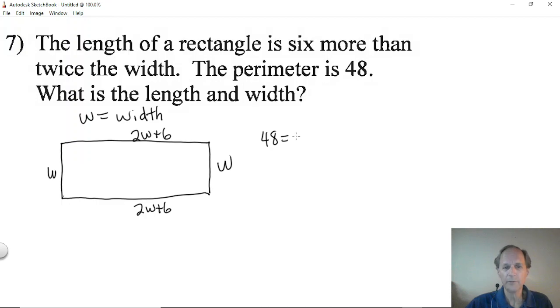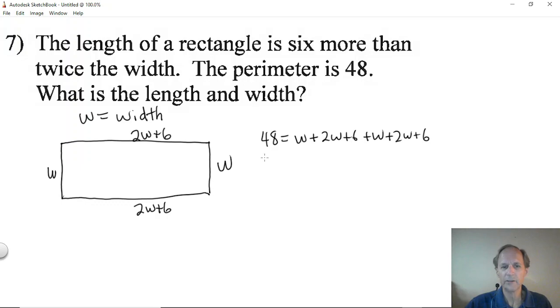I'll show a couple different ways to do this. We can start over here and just go around and just add everything up. So we get w plus, then we come up to here, 2w plus 6, plus, then we come around to this w, and then plus 2w plus 6, and then we're all the way around. We don't want to keep going.